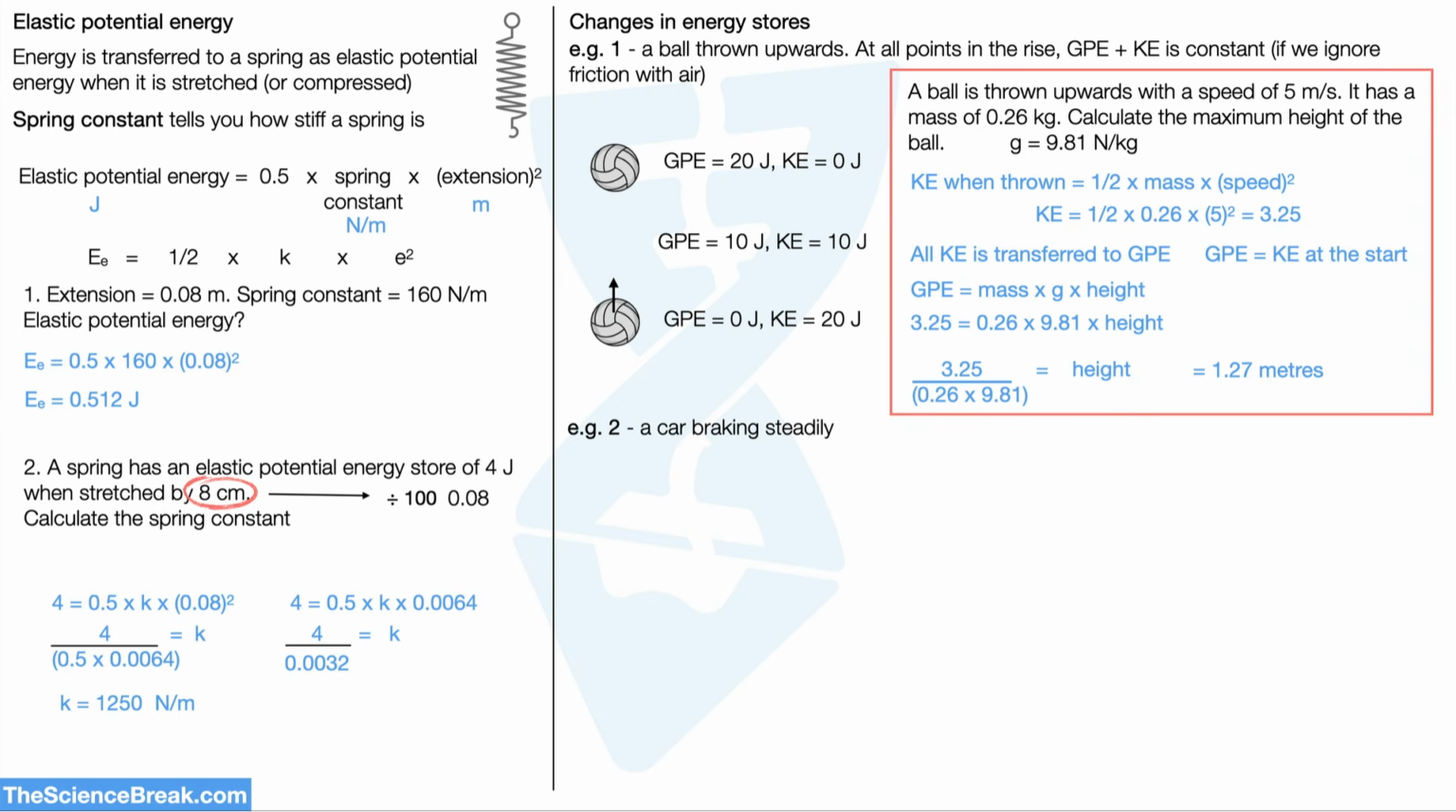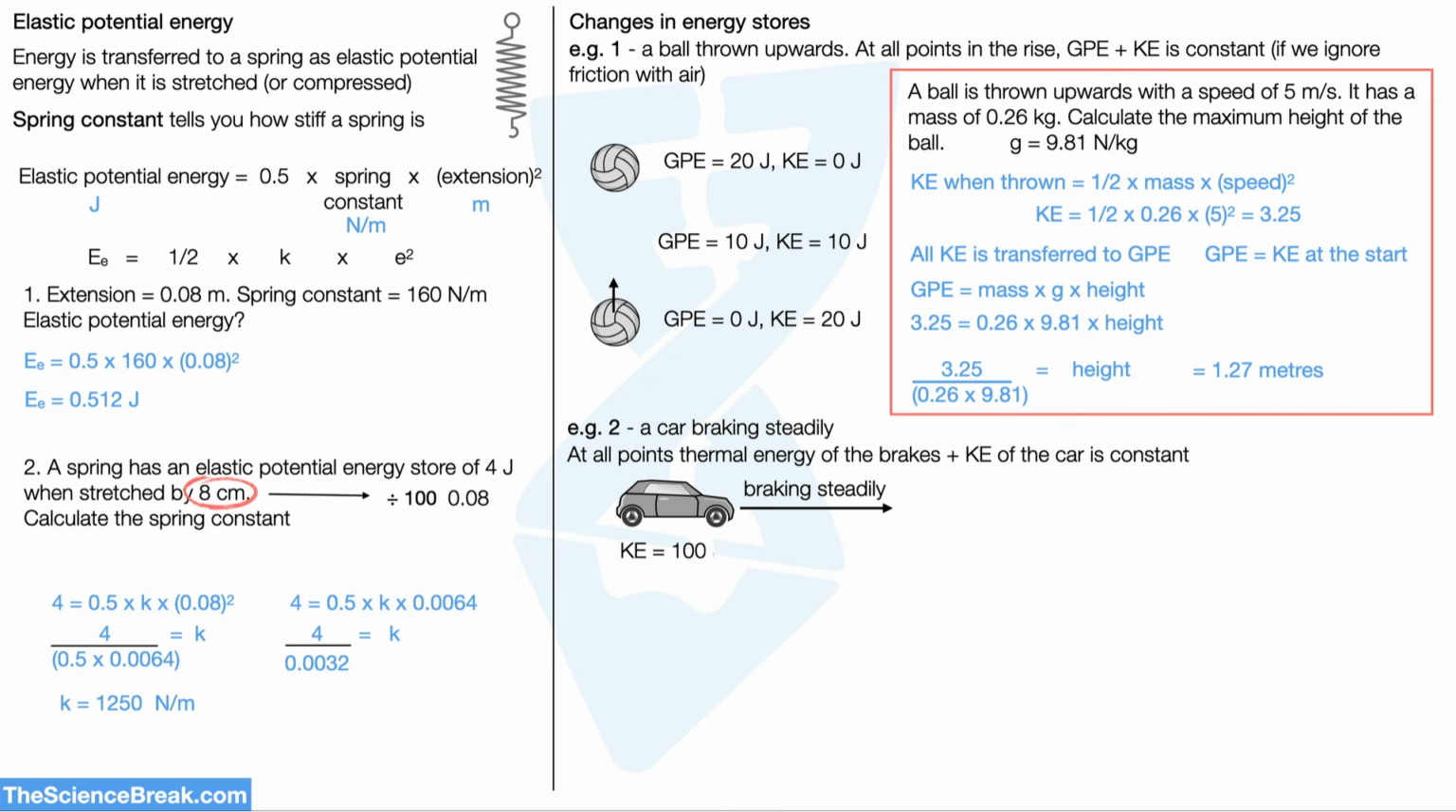Example number 2, a car braking steadily. Here's our car. It brakes steadily from a journey that it was on, and at all points the thermal energy of the brakes plus the kinetic energy of the car is constant. So again, let's say the kinetic energy is 100 joules. That's a little bit small, that number, but it's just here for an example.